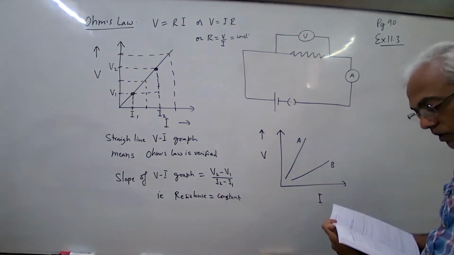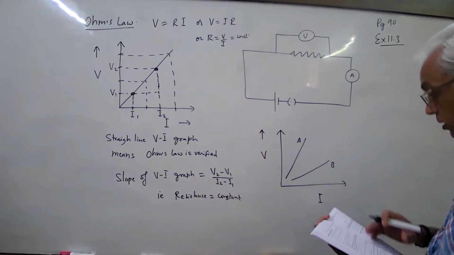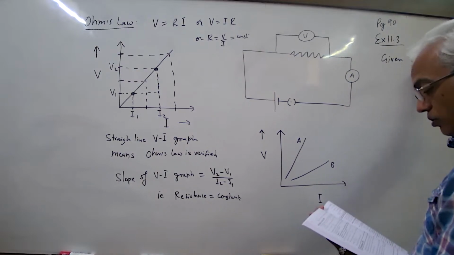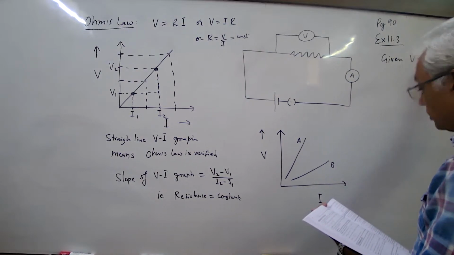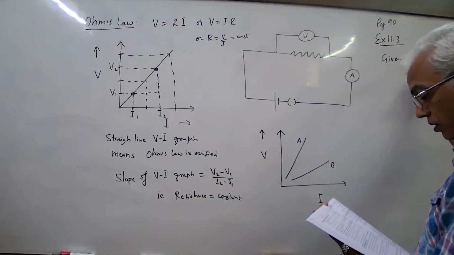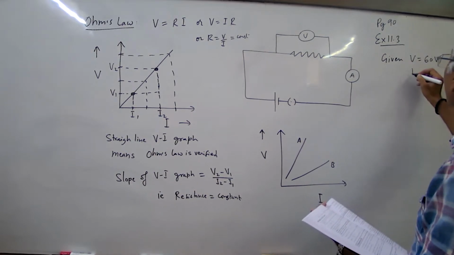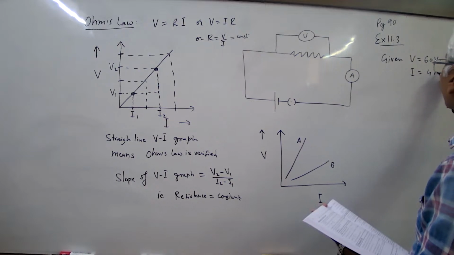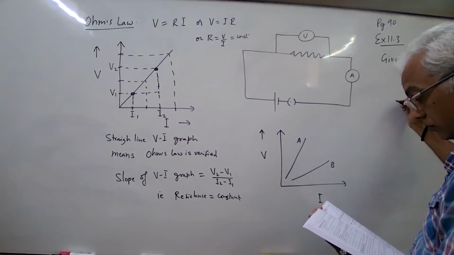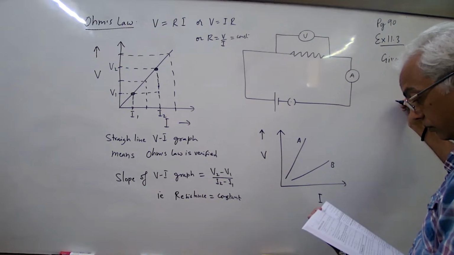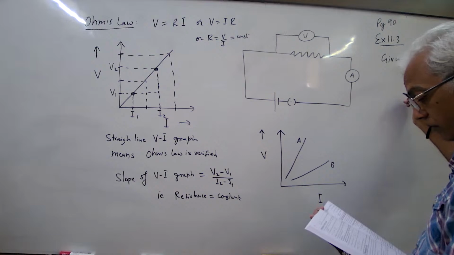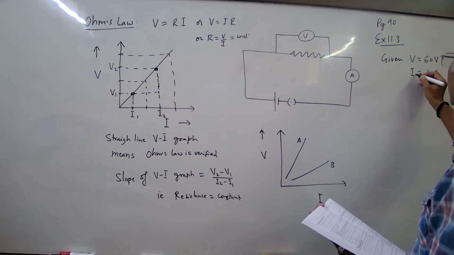What is given in this? V is equal to 60 volts. When it draws a current of 4 amperes, what current will the heater draw if the potential difference is increased to 120?